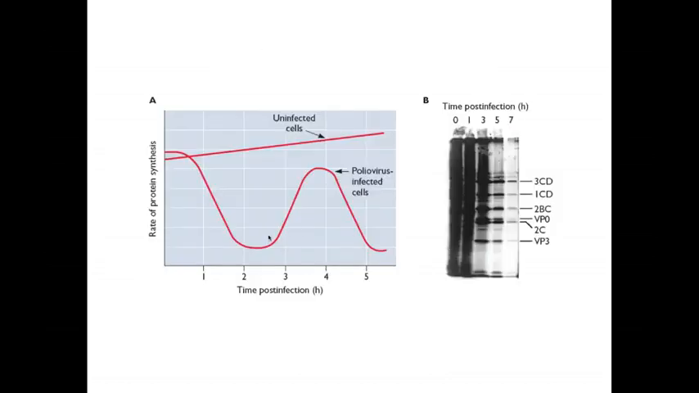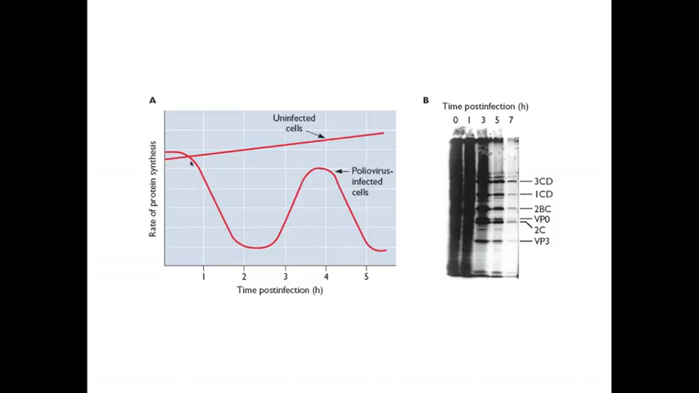Here's an example in cells infected by poliovirus. If you monitor the rate of protein synthesis at different hours post-infection, in polio-infected cells, you can see the rate of synthesis declines very quickly by 2 hours, and then it's replaced by a new round of translation, which is viral protein synthesis.